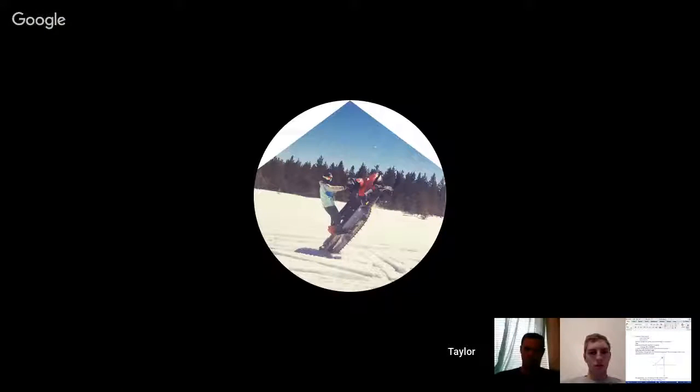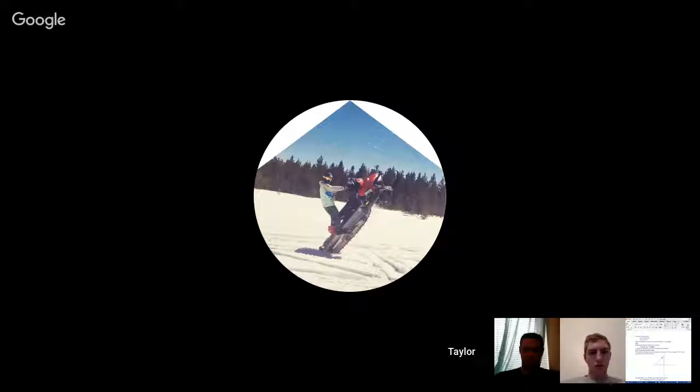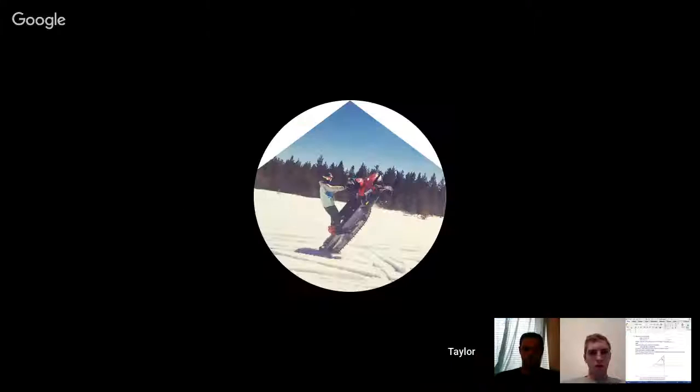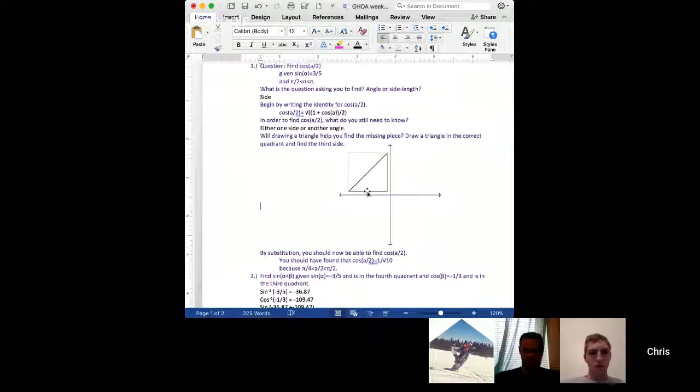By substitution, we should now be able to find cosine of alpha over 2. So if we actually put in 3/5 divided by 2, cosine 3/5, would that put out the 1 over the square root of 10? Yeah, I think that's the idea. Well, because one's an alpha sign and one's an A sign, right? Or are they both supposed to be alpha? I don't know. That's how she put the problem though.